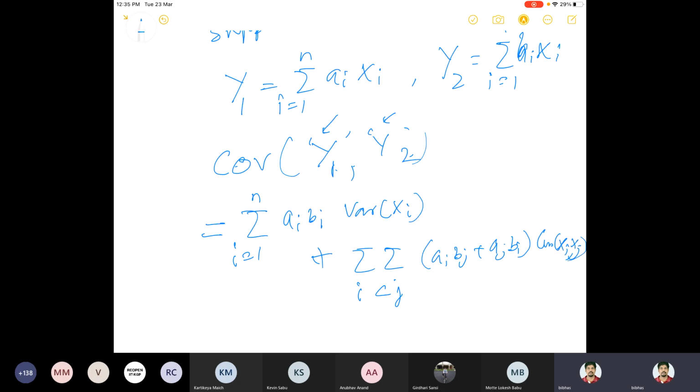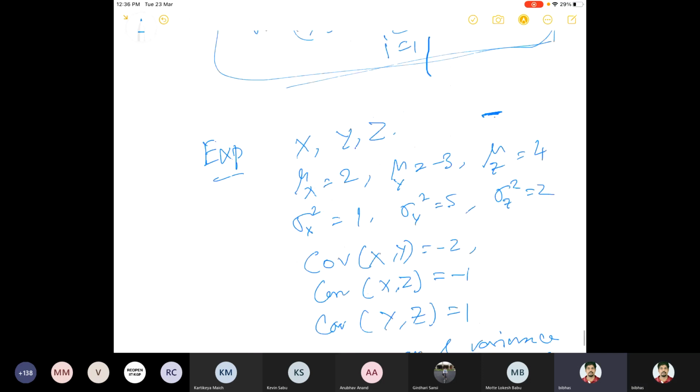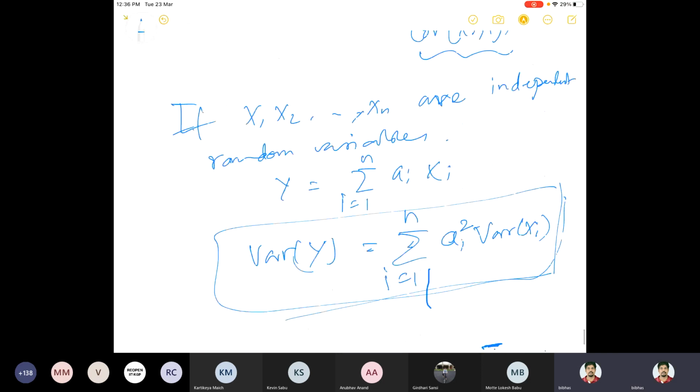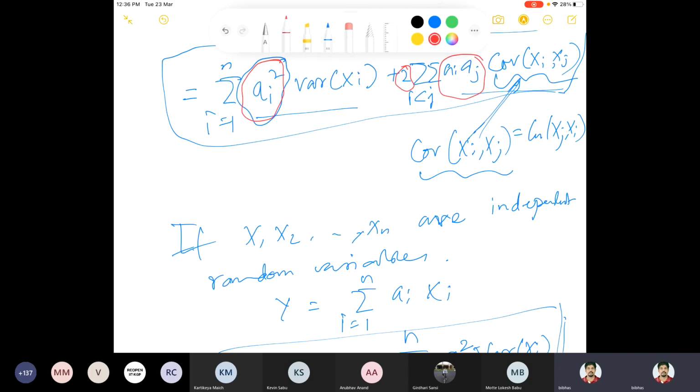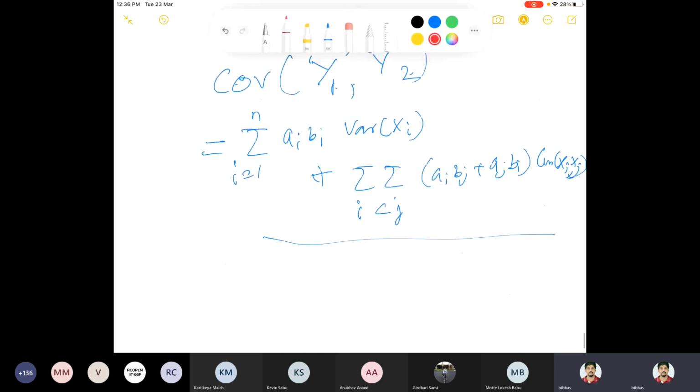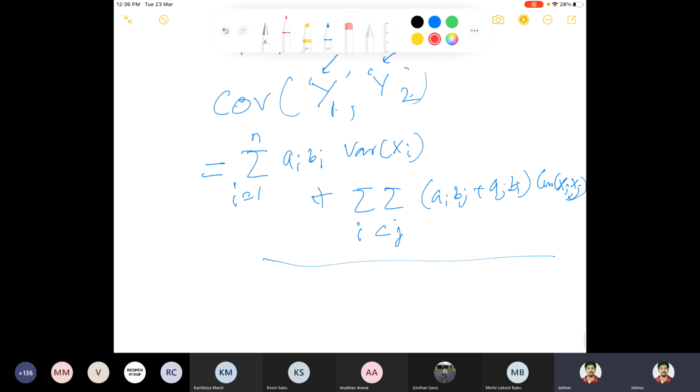Now here you see this formula. What is the difference between this formula and the earlier formula? Here it was ai square, and in the latter case, which we just discussed, it is ai times bi. Here it is ai times bj, and there was a 2 before, but now it is ai bj plus bi aj. So this is the only change. That means, what is happening here?